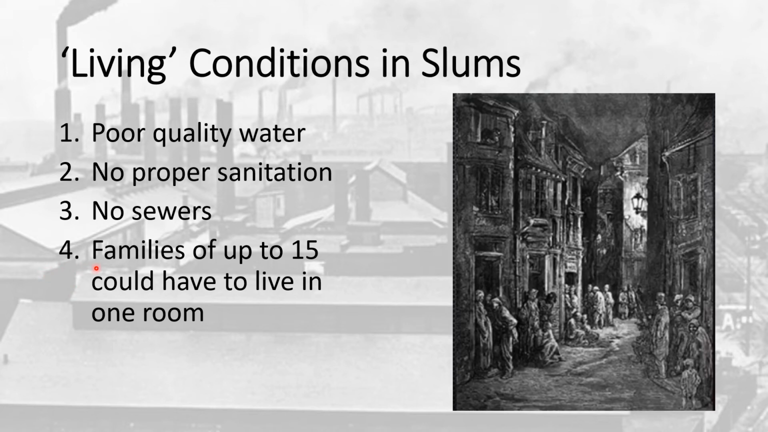Also, families of up to 10 to 15 people could be living in one room. So if you think it's bad during COVID living with your family or your relations or guardians, imagine living with up to 15 people in one room. Okay, so these are very bad conditions. Now, also, these living conditions were called slums back in the day. So areas where mass migration moved into the cities, this was what we would call slums.